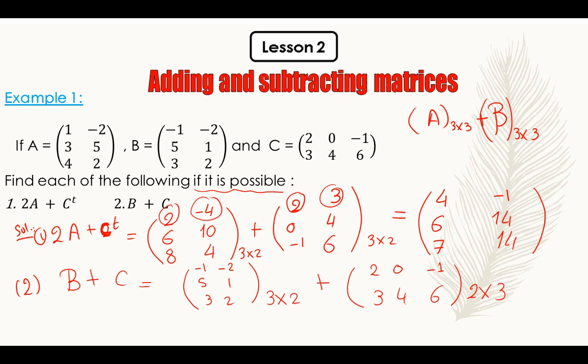Okay? So you can see that the first matrix is of order 3 times 2, and the other matrix is of order 2 times 3. We have here two different orders. So it is impossible to add B plus C. It is impossible to add the two matrices B plus C because they don't have the same order. Okay, let's go to another example.